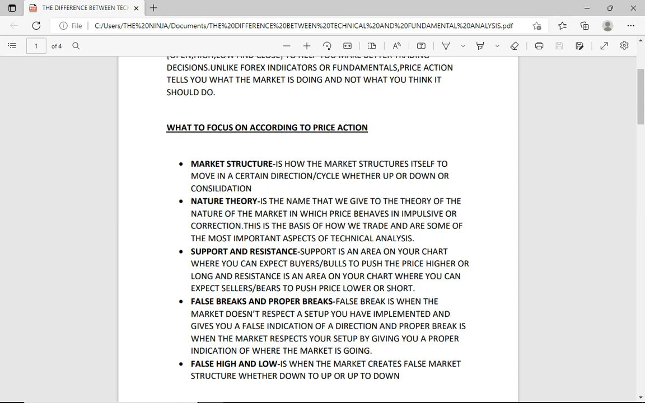Support and resistance is an area on your chart where you can expect buyers or bulls to push the price higher, or long. So that's support. Then resistance is an area on your chart where you can expect sellers, bearish, to push price lower, or short. So in simple words, support is like the floor. Once you're inside the house, you are on top of the floor.